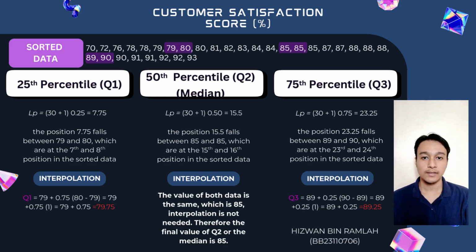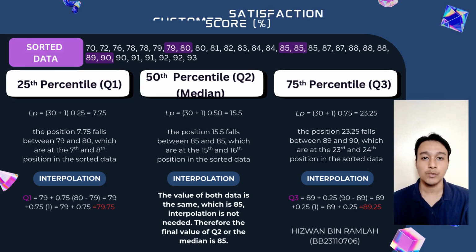Next is the 50th percentile, also known as the median. The calculation is 30 plus 1 multiplied by 0.50, which equals 15.5. Both data points are the same, which is 85. Therefore, the final value of Q2, or the median, is 85. For the 75th percentile, the calculation is 30 plus 1 multiplied by 0.75, so it equals 23.25. The position 23.25 falls between 89 and 90. So the interpolation is 89 plus 0.25 multiplied by 90 minus 89, which equals 89.25.